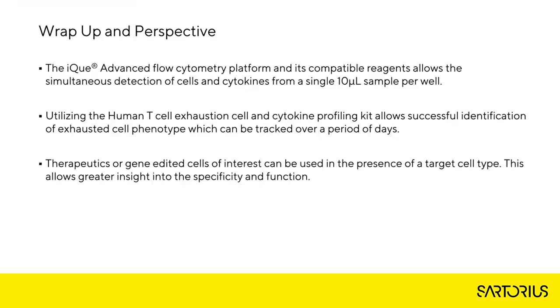To summarize, the IQ Advanced Flow Cytometry platform and its compatible reagents allows the simultaneous detection of cells and cytokines from a single 10 microliter sample per well. Utilizing the human T cell exhaustion cell and cytokine profiling kit allows successful identification of exhausted cell phenotypes, which can be tracked over a period of days to allow a timeline of events to be elucidated. Therapeutics or gene-edited cells of interest can be used in the presence of a target cell type. This allows greater insight into the specificity and function of these potential treatment types.